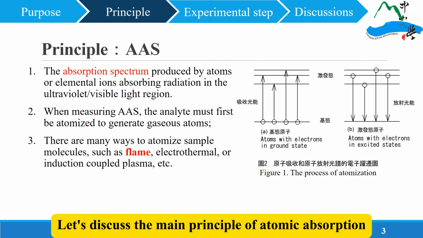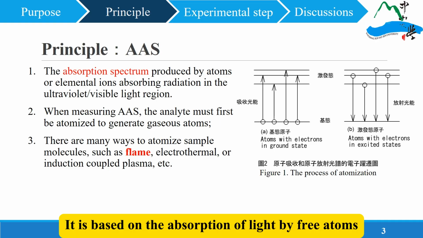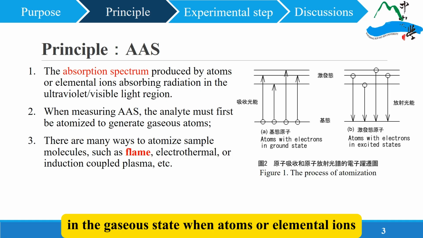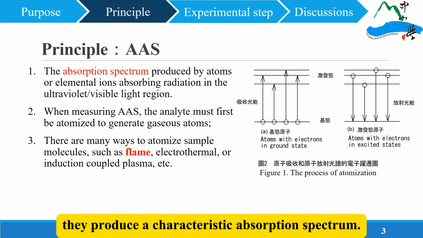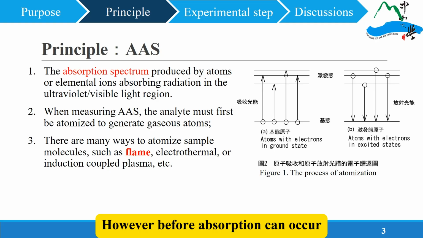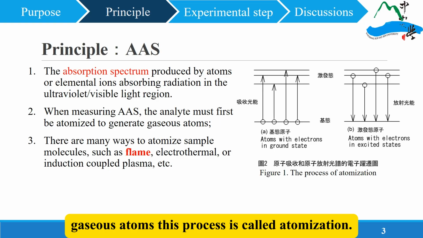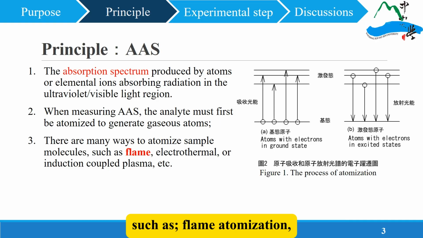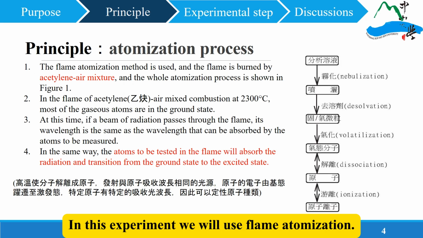Let's discuss the main principle of atomic absorption spectroscopy. It is based on the absorption of light by free atoms in the gaseous state. When atoms or elemental ions absorb radiation in the ultraviolet or visible region, they produce a characteristic absorption spectrum. However, before absorption can occur, the sample must first be converted into free gaseous atoms. This process is called atomization. Different atomization methods can be used, such as flame atomization, electrothermal atomization, and inductively coupled plasma. In this experiment, we will use flame atomization.